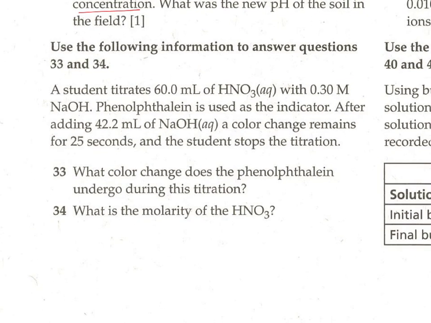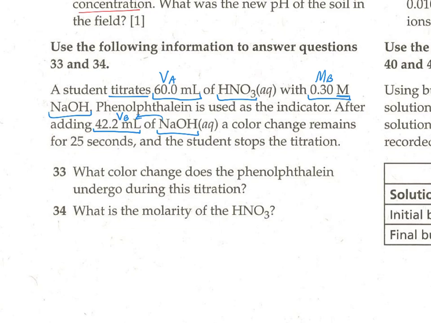All right, 33 and 34 are titration questions as well. A student titrates 60 milliliters, that's a volume of HNO3. HNO3 is an acid, so that's my volume of my acid, with 0.3 molar NaOH. So NaOH is a base, M is molarity, so this is the molarity of my base. Phenolphthalein is used as my indicator. After adding 42.2 milliliters of sodium hydroxide, so that's the volume of my base, a color change remains for 25 seconds. The student stops the titration. What color change does phenolphthalein undergo during the titration?